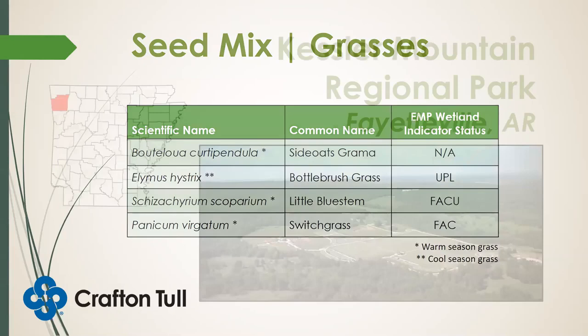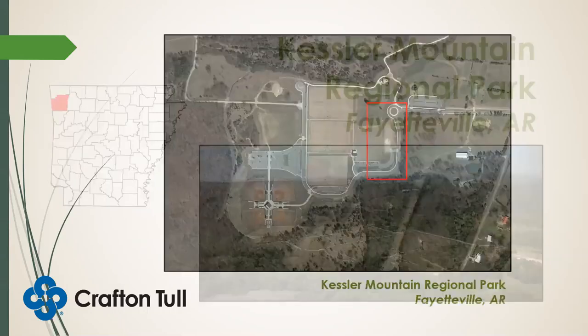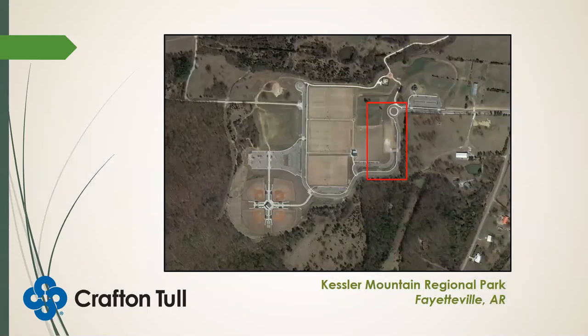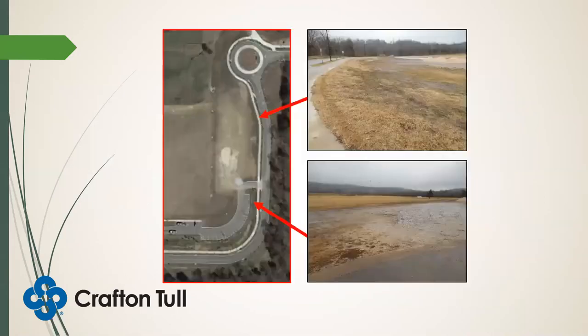So Kessler Mountain Regional Park in Fayetteville. Here's a picture showing an overview, an aerial photo of the park, and it's located in Washington County. Here is an aerial photograph with a red box around our project area. When we zoom into our project area, I have 2 photographs showing the existing conditions with arrows pointing to where these photographs are taken.